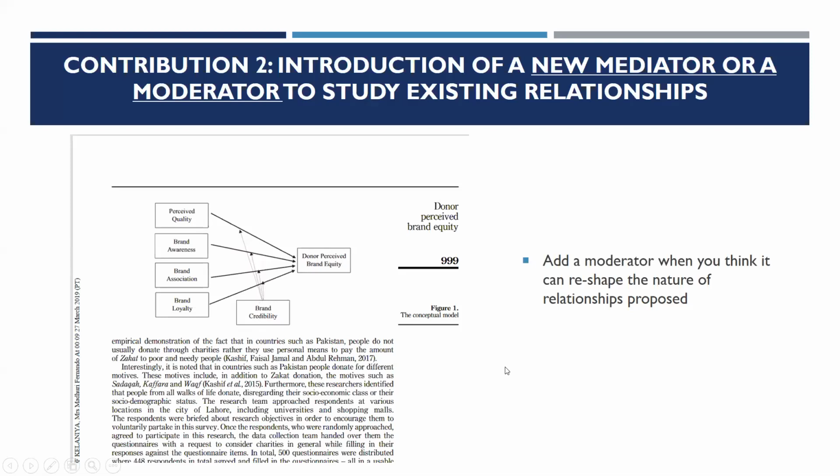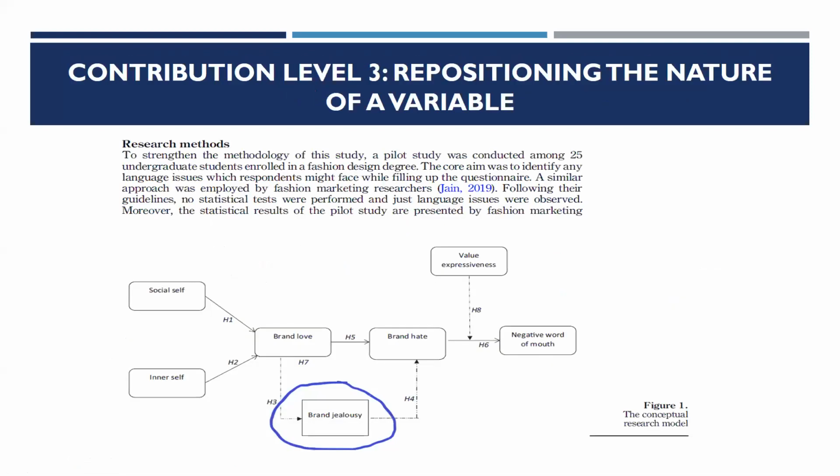You can add a mediator or a moderator to existing relationships, but with scientific logic. Contribution number 3: you can reposition the nature of a variable. This is a recent paper published by the Journal of Fashion Marketing, and our argument is that previously researchers thought brand jealousy is a construct where, when people get jealous of each other, they pay more money. For example, if a friend of mine purchased an expensive mobile, I will say, okay, you bought an expensive mobile, I'll buy an equally expensive mobile. So previously researchers said that due to jealousy, people are willing to pay the high price.